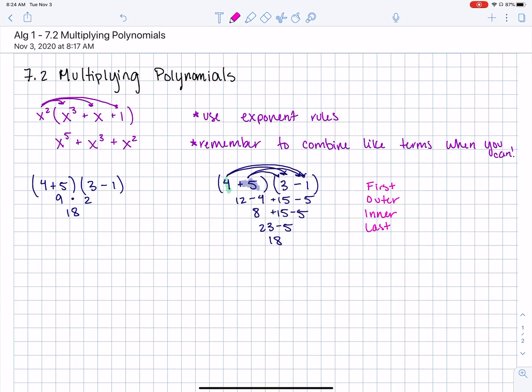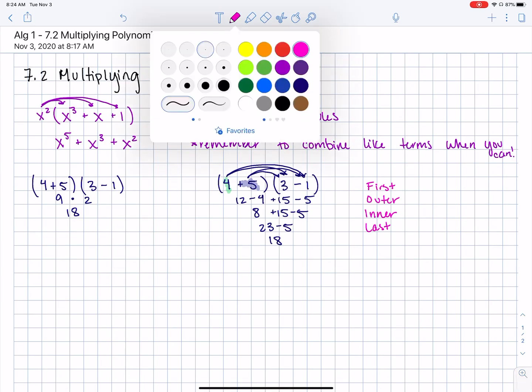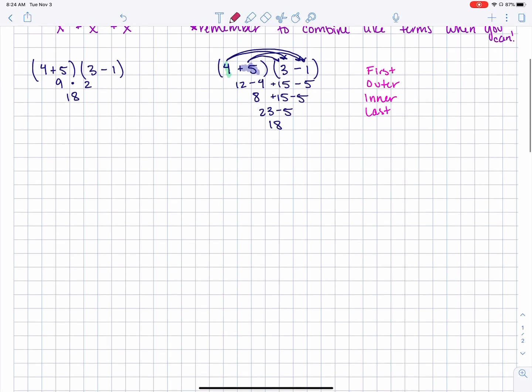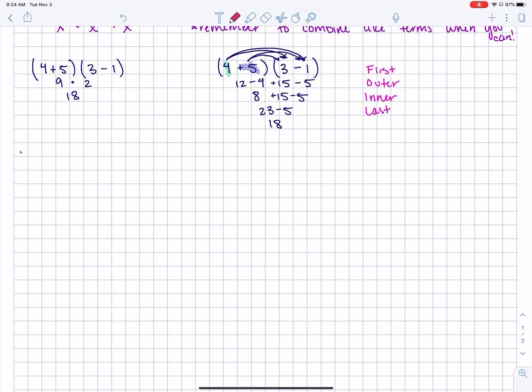And I don't like to use FOIL a lot because it only works with a binomial times a binomial. However, it's a really good way to remember that you're multiplying every term by every term. So let's now try this with our polynomials. So example 1 here, I'm going to give you 2 binomials. I'm going to say x plus 2 times x minus 3.